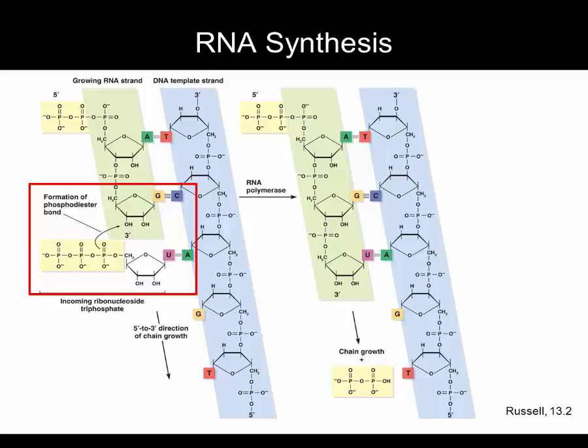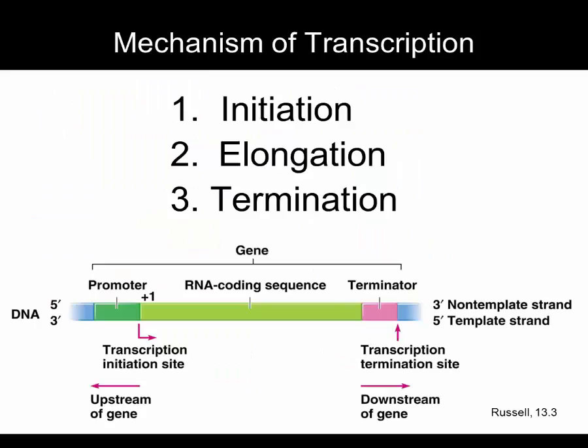Unlike DNA polymerase, RNA polymerase doesn't need an existing 3' hydroxyl to begin the chain, so there's no need for a separate enzyme to start the process with a primer. But RNA polymerase will still always proceed in the 5' to 3' direction. Now let's walk through the 3 main parts of transcription: initiation, elongation, and termination.